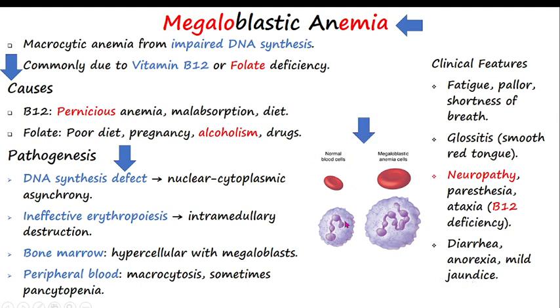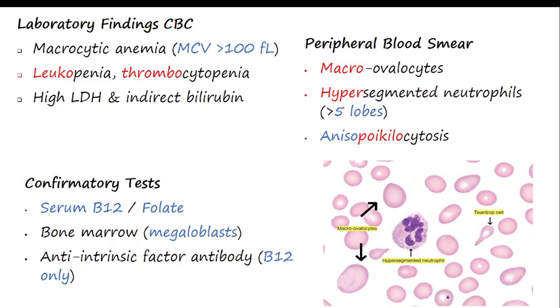If you see this image, this is the normal RBC, but this one, which is enlarged, is called megaloblastic anemia. So let's continue. On the laboratory findings on the CBC, as I have told you, mean corpuscular volume is going to be more than 100 femtoliters. So there will be leukopenia, meaning a decrease of white blood cells, and thrombocytopenia. Remember, megakaryocytes also have a nucleus.